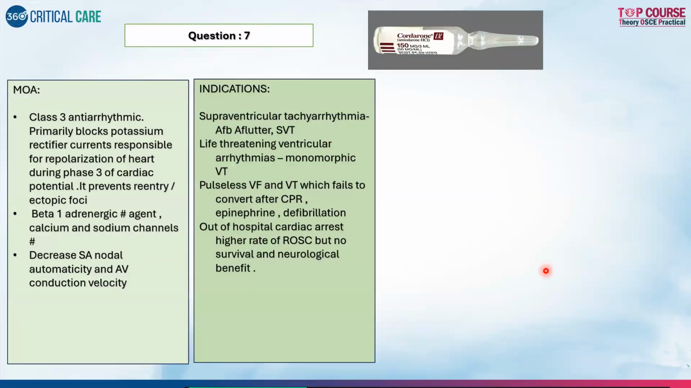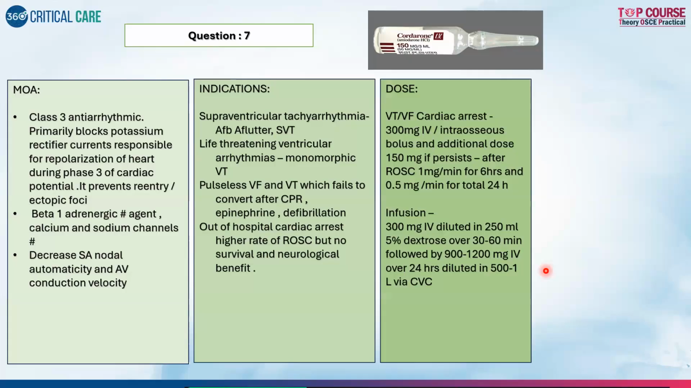Its indication, it is used in case of supraventricular tachyarrhythmias, life-threatening ventricular arrhythmias. I think this will be spoken in detail in your next session, which is by Dr. Priya, and pulseless VF and VT and out of hospital cardiac arrest. All right, it is given in case of cardiac arrest situation, it is given as a 300 milligram IV or intraosseous bolus. And it is given as an infusion of 1 milligram per minute for 6 hours, followed by 0.5 milligram per minute for a total of 24 hours.